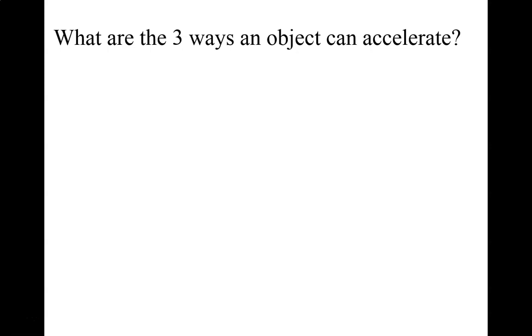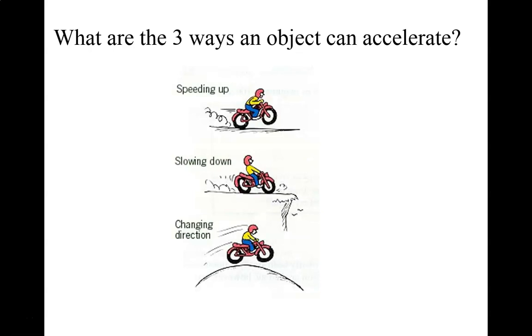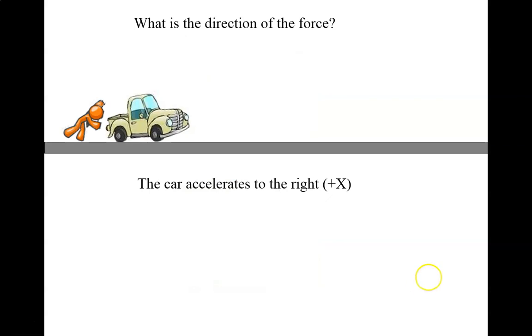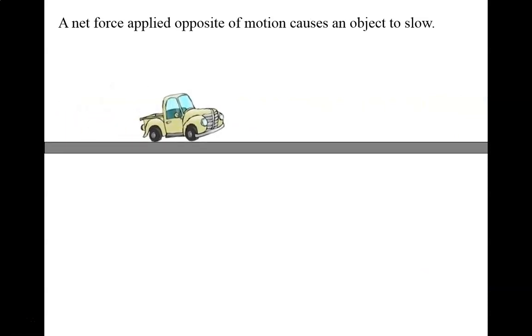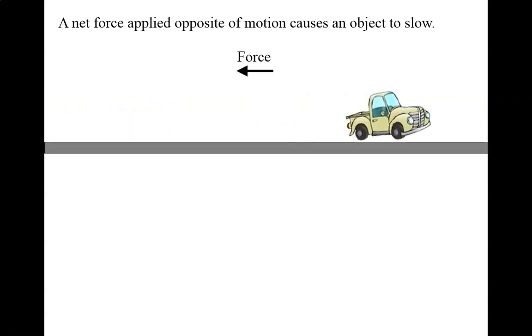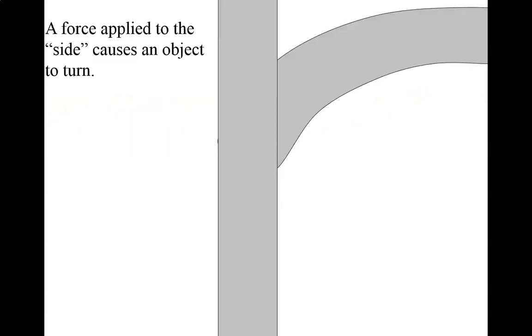So if we want to accelerate an object, there's three ways that we can cause it to accelerate, cause its velocity to change. We can cause it to speed up, we can cause it to slow down, and we can cause it to change direction. And it's the direction of the force compared to the direction of motion that causes which one to occur. So if I push an object the way it's moving, it speeds up. Okay. If I want to slow an object, I got to push opposite the way it's moving. Okay. And if I want to get an object to turn, I have to push it from the side or perpendicular to the way it's moving.